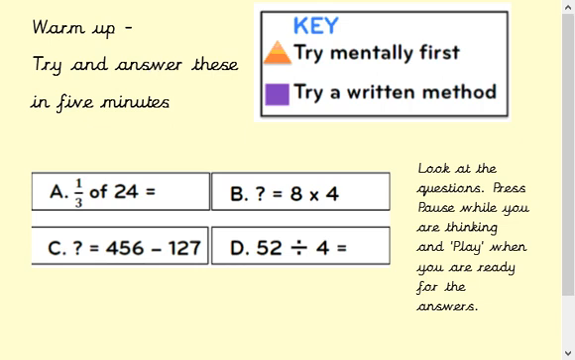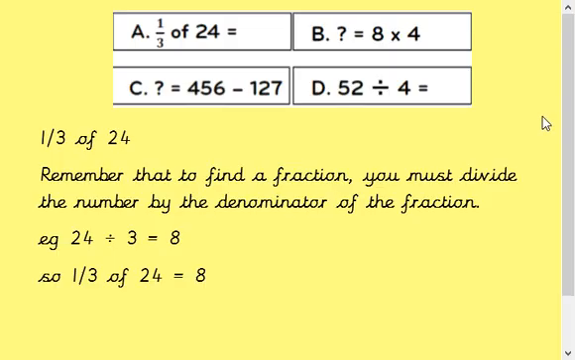So press pause now. Okay, question A there, 1/3 of 24. Remember that to find a fraction, you should divide the number, in this case 24, by the denominator, in this case 3, of the fraction. So 24 divided by 3 then equals 8. And then therefore we can say that 1/3 of 24 equals 8.